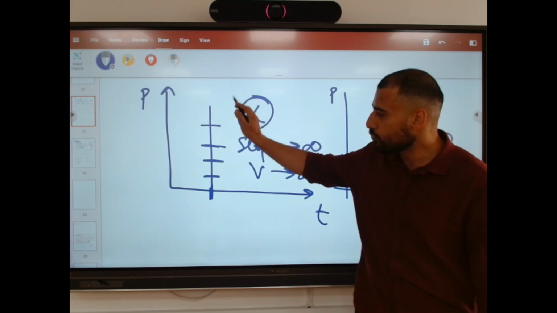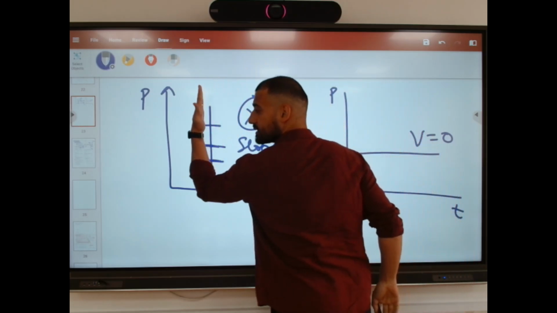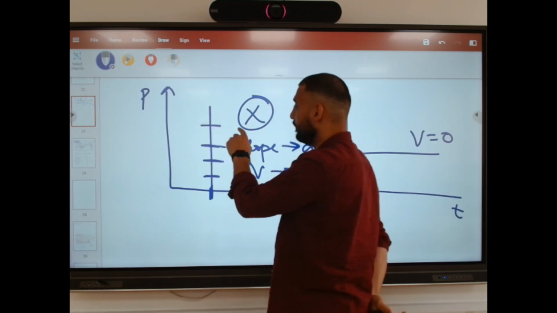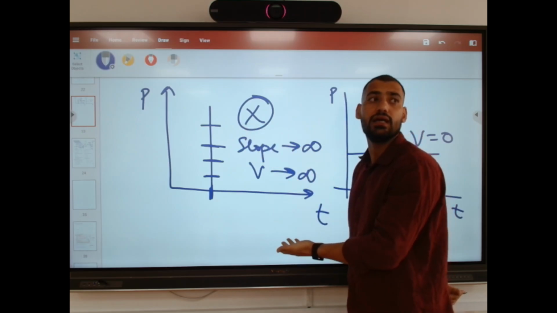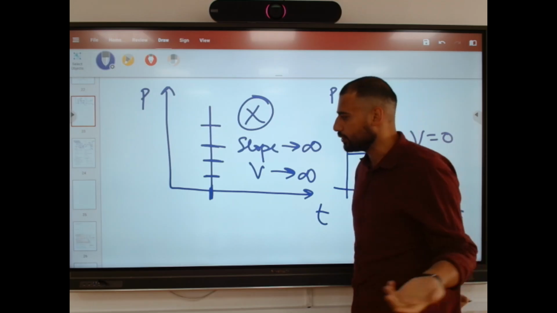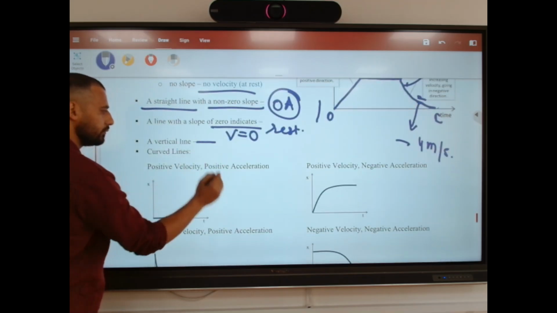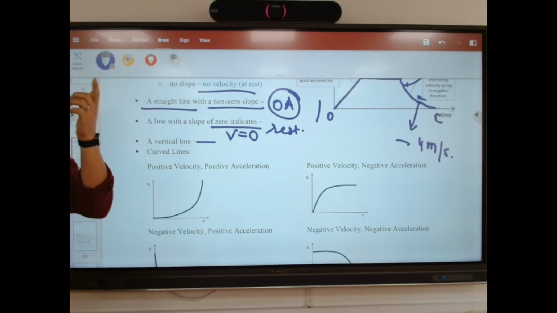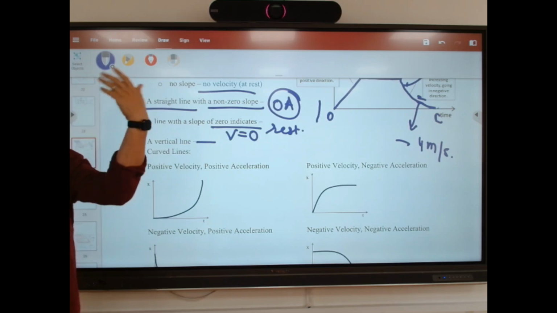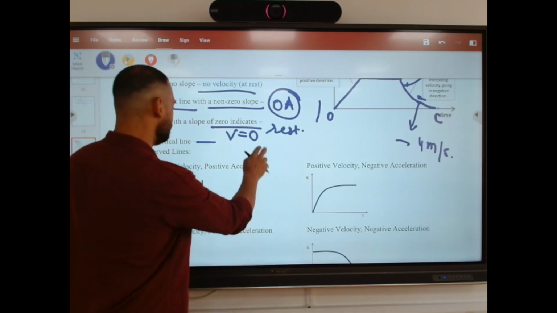So whenever you see a vertical line on the position-time graph, first of all you need to understand that whenever the graph is like this, slope is infinite. And because the slope of the position-time graph gives me velocity, therefore the velocity is infinite. Is it possible to have infinite velocity? No, it's not possible. Therefore, this graph doesn't exist. This graph is not possible. So this is what a vertical line will suggest. Is that clear? What about this curved line? When the line is curved, I discussed it with you yesterday. The velocity is changing. Very good. It can be increasing or it can be decreasing, isn't it?